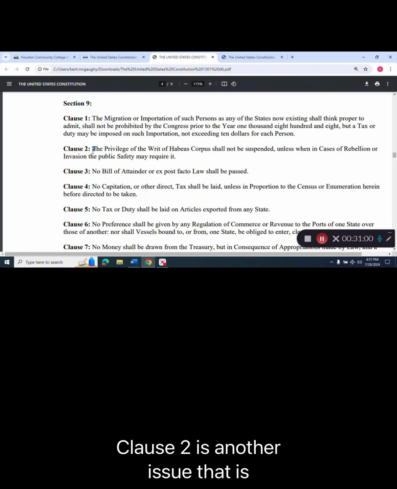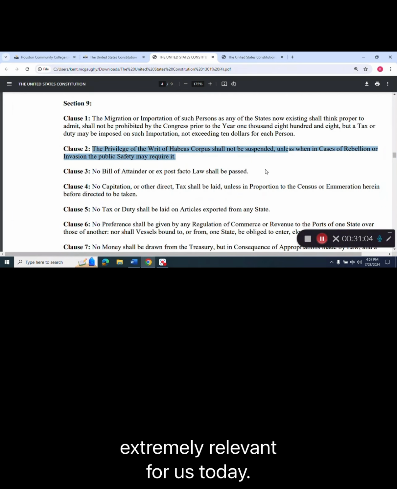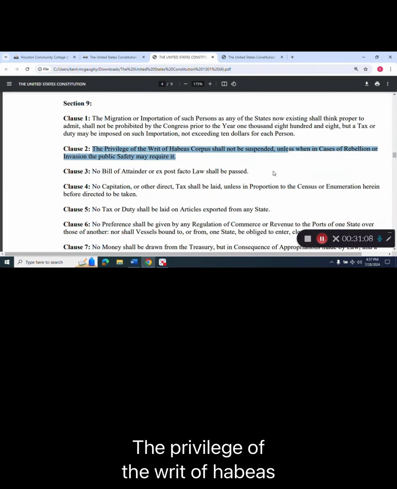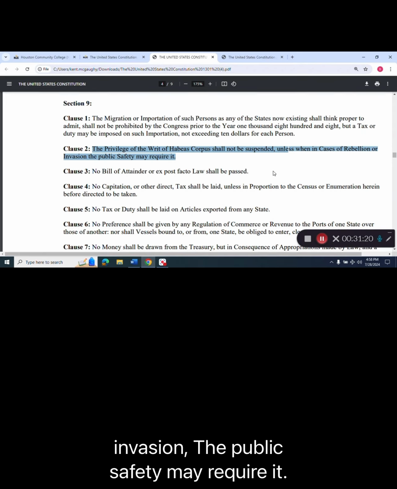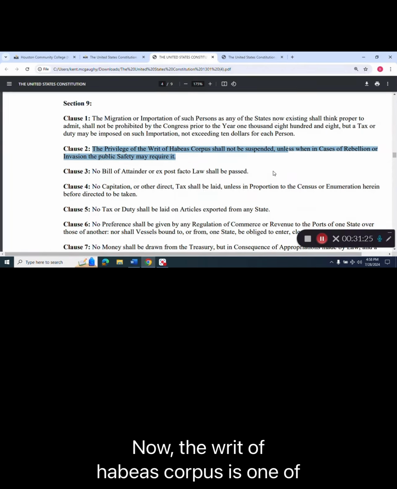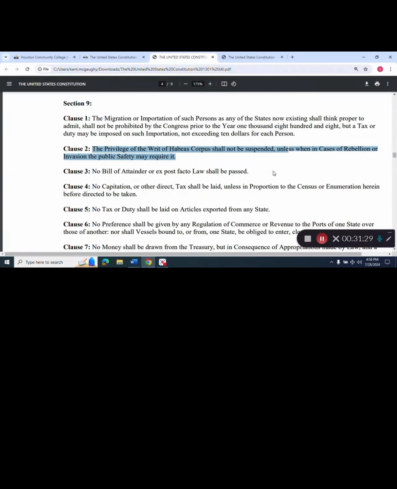Clause 2 is another issue that is extremely relevant for us today. The privilege of the writ of habeas corpus shall not be suspended unless, as in cases of rebellion or invasion, the public safety may require it. Now, the writ of habeas corpus is one of our most fundamental legal protections. But again, those protections are privileges, not rights.